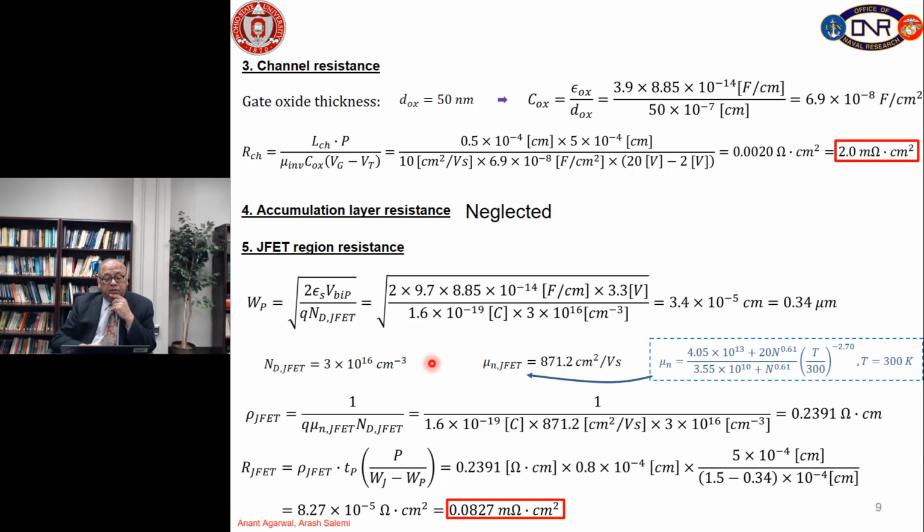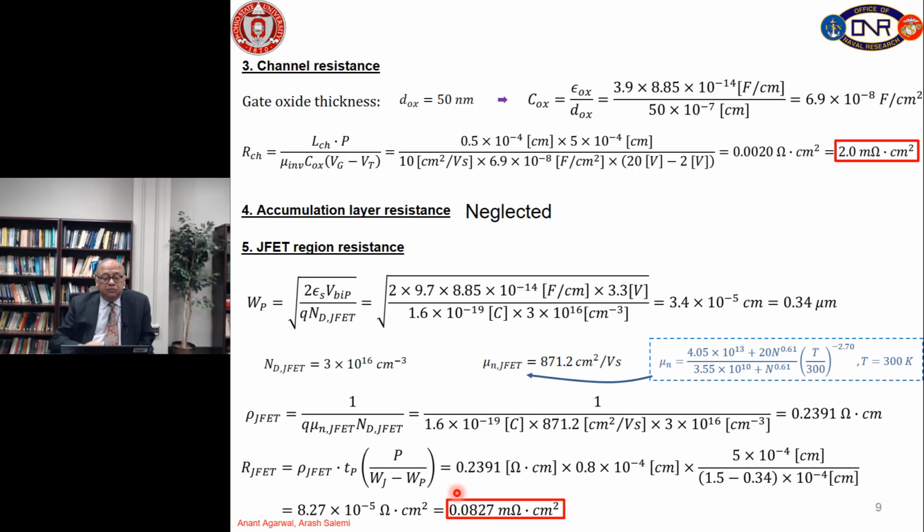Doping of the JFET region is 3 times 10 to the 16, and we have calculated for that given doping what would be the mobility of the electrons in the JFET region, using this expression which we had given you earlier, many lectures ago, that basically gives you doping and temperature dependent electron mobility for n-type silicon carbide. So now we can go ahead and calculate the resistivity of the JFET resistance and then plug it into the expression for our JFET, and we come up with 0.08 milliohm centimeter square.